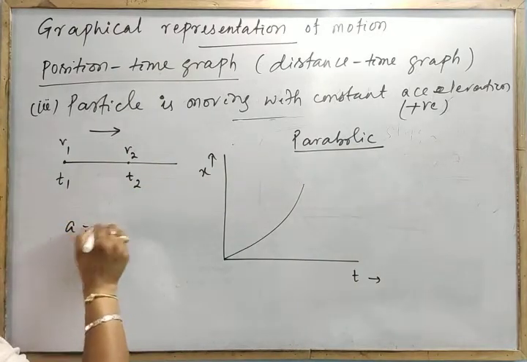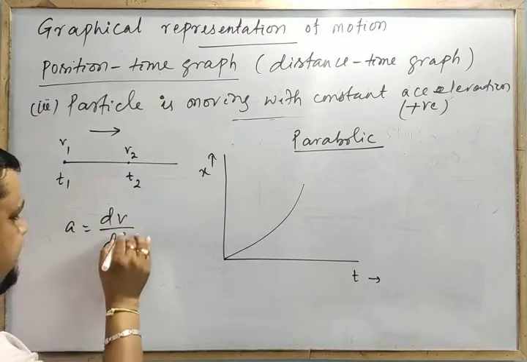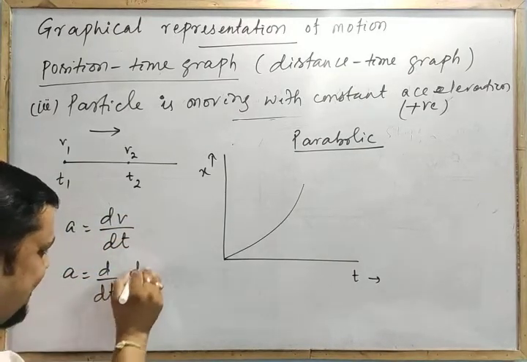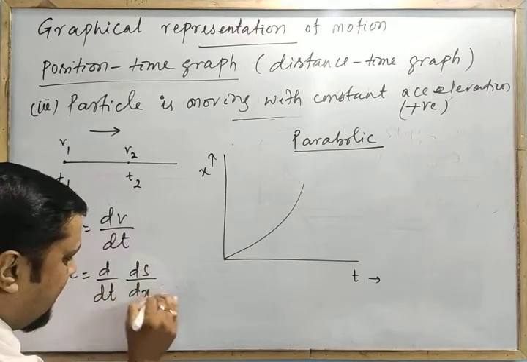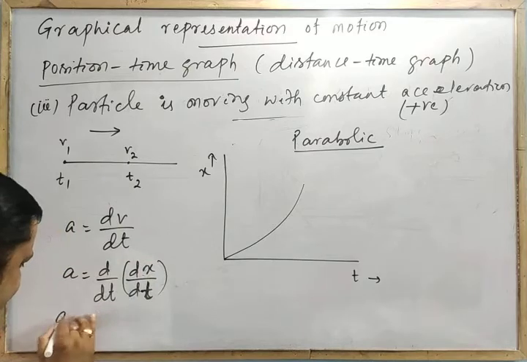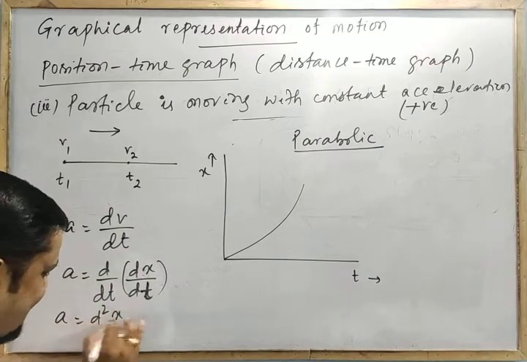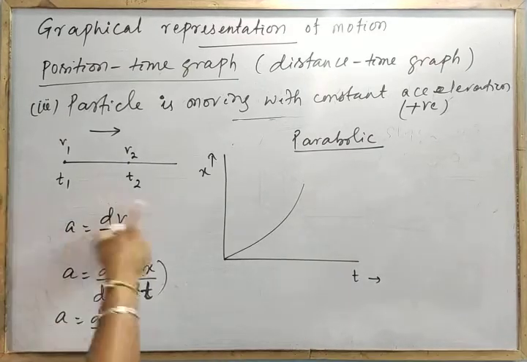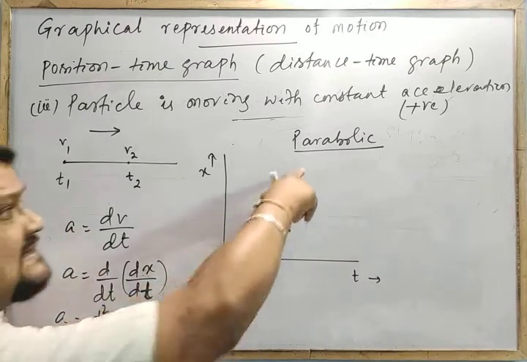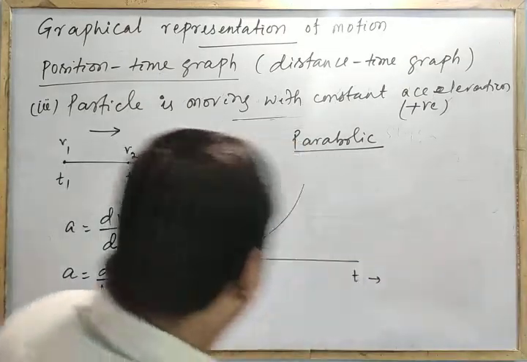Acceleration is equal to dv by dt, and velocity is equal to ds by dt. So s is your x. So it is a double derivative. Acceleration equal to d square x by dt square. Already we have discussed this thing. So for this type of graph, acceleration with position is a double derivative. So this is the parabolic line for positive acceleration.